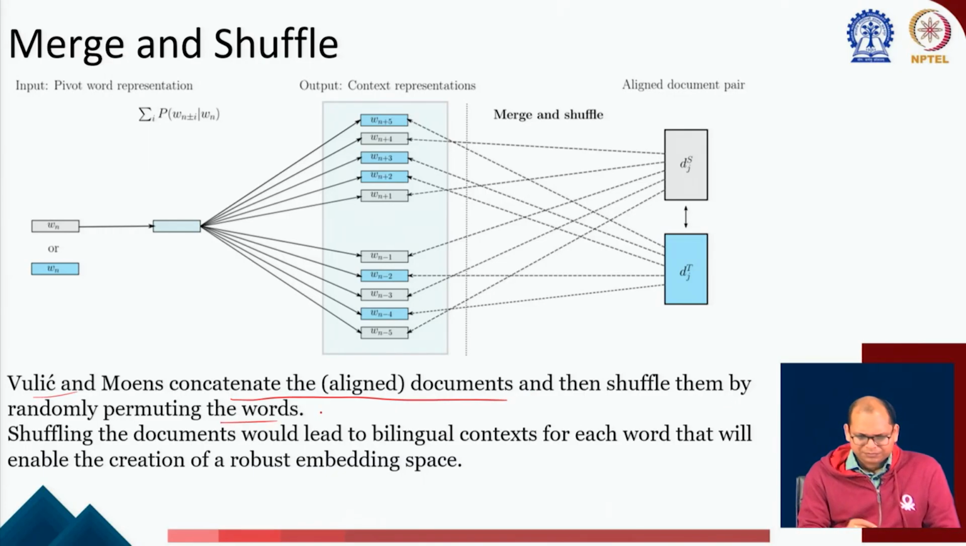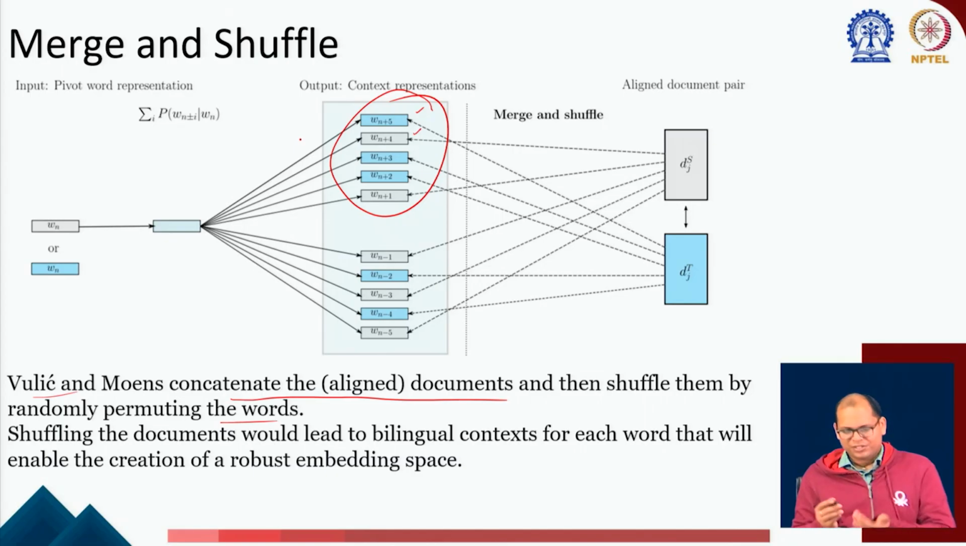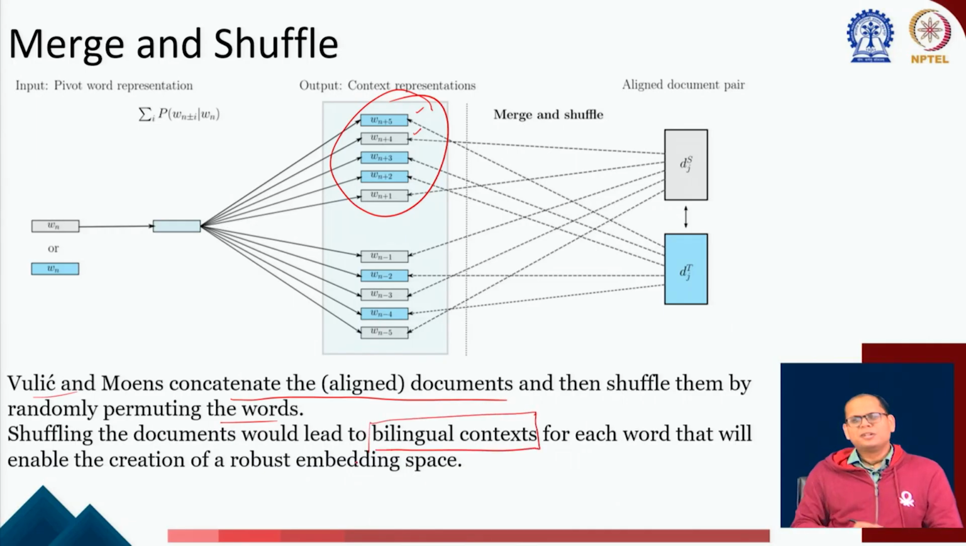So, let us say blue and gray denote 2 different languages. What will happen in a context window, you may get words from different languages. And you can then apply the same default method of word2vec. So, what will you do? You will take a word and try to predict the neighboring words, and because the neighboring words can be in any language, you will learn the joint representation where a word in one language can predict a word in another language. So, you will get this bilingual context by this shuffle and merge, and it will get you a robust embedding space, where words are aligned across languages.